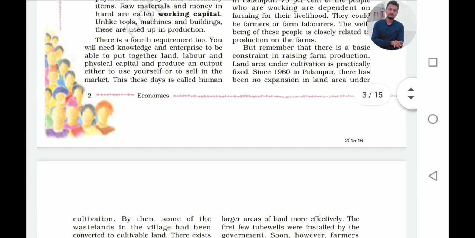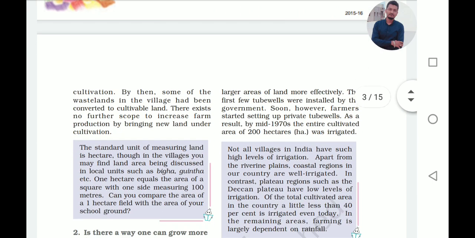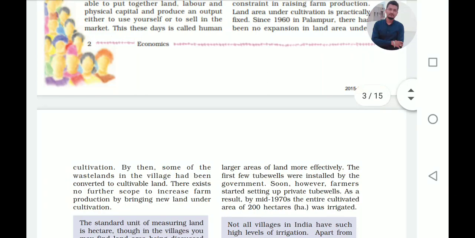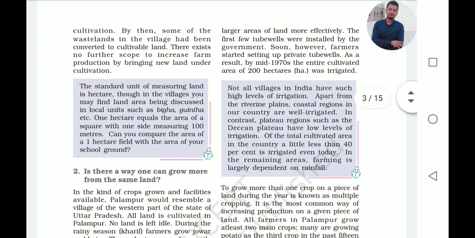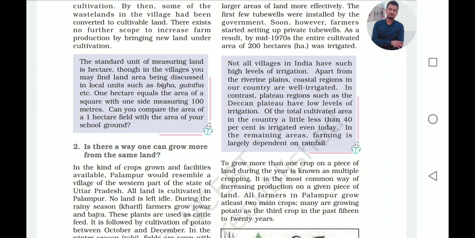So there is a fixed land area, and since the 1960s in Palampur there has been no expansion in land area under cultivation. It means from the 1960s they are using the fixed land, and by then some of the wastelands were converted into cultivable land. Except that there is no other option for increasing the cultivation area.